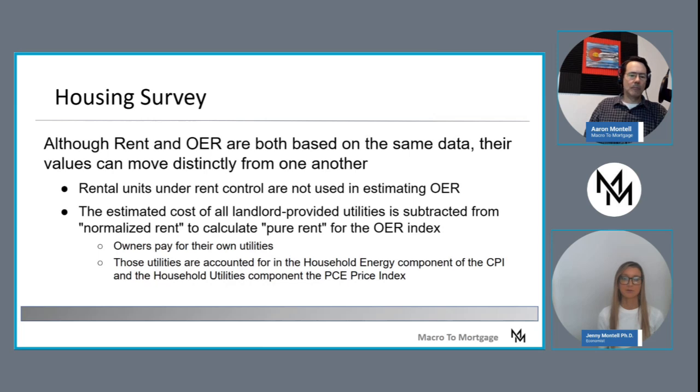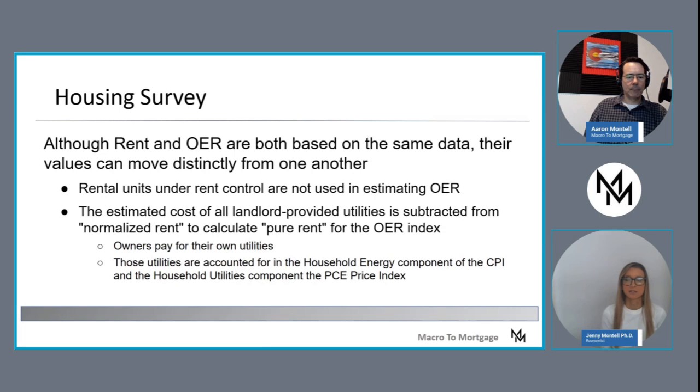One example is rental units that are under rent control, because it wouldn't be good to use that in estimating OER because homes aren't under rent control. There just isn't such a concept in home ownership. And then also, utilities are treated differently. So the estimated cost of all landlord provided utilities has to be subtracted from that normalized rent value to calculate what they call pure rent, which they use for estimating the OER index. And that's because homeowners pay their own utilities as not part of quote unquote rent.